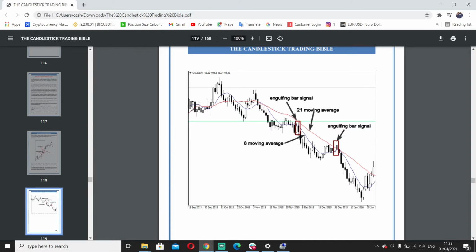And in this case, the 8 moving average is simply a tool to identify the direction in which the market is moving. And as you can see, every single time it came to touch the moving average, it pulled back.